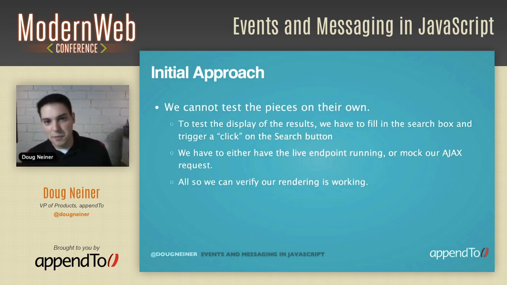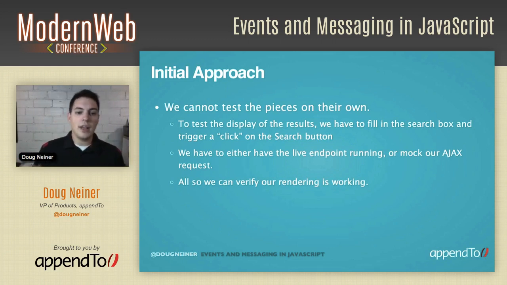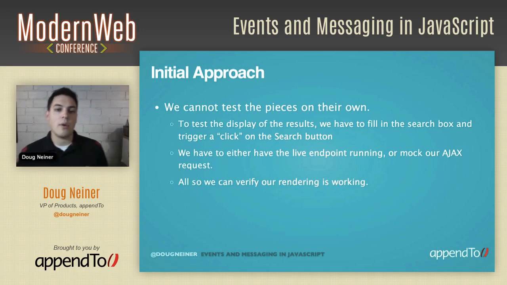All right, so obviously there are some issues here. We can't test any of these pieces on their own. Just to test the display of results, we'd have to fill in the search box and trigger a click on the search button. That's the only way we could do it. Then we can see if the movie's rendered correctly. We'd have to have a live endpoint running, which is an issue, but we can mock our request. We certainly do that quite a bit in front-end development. And that's all just so we can verify that the rendering function works, because it's nested so deeply into that code.